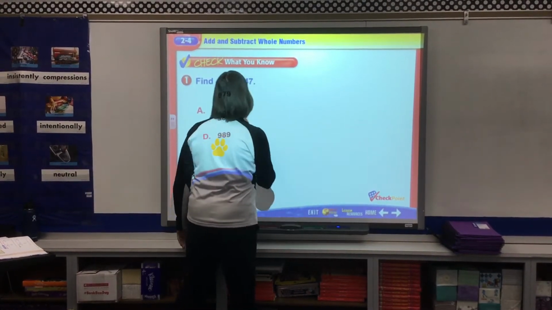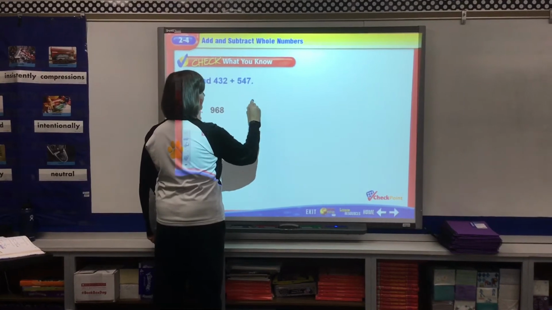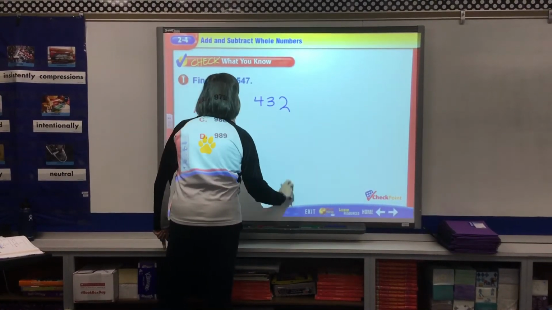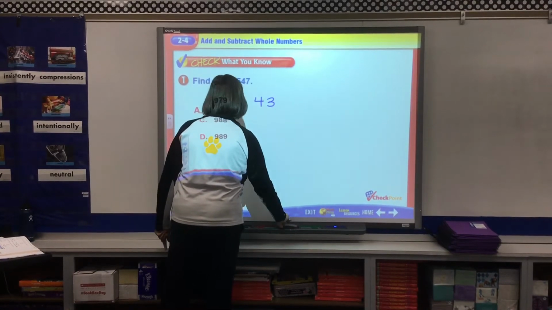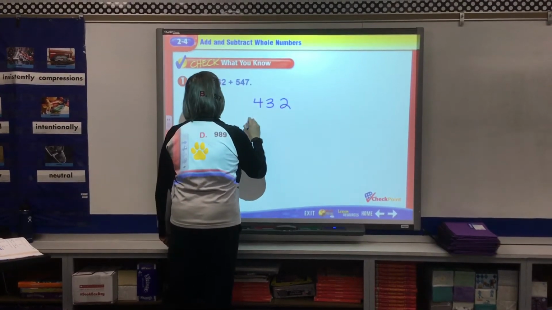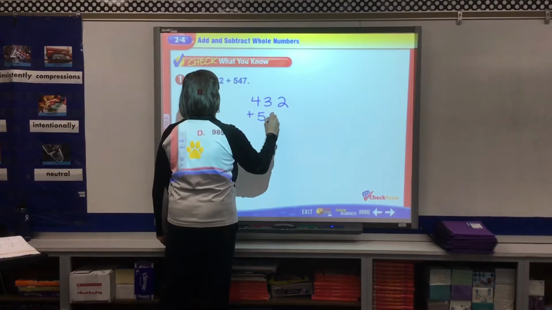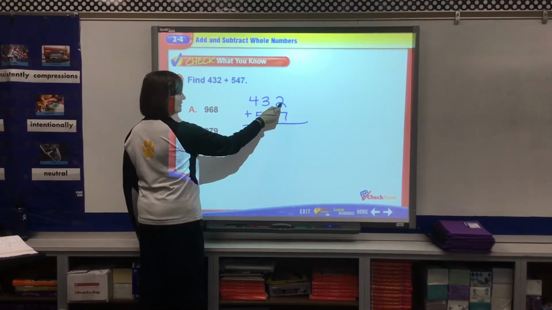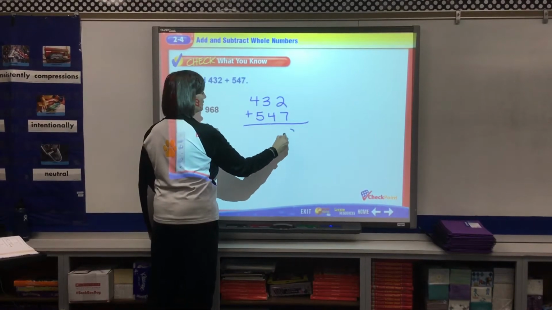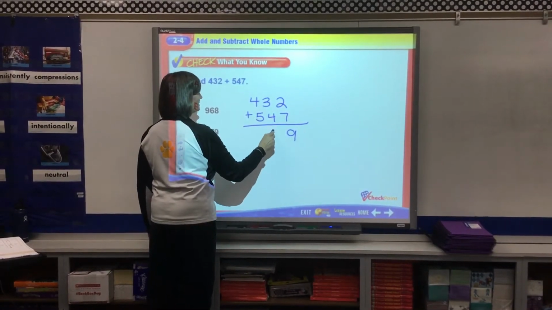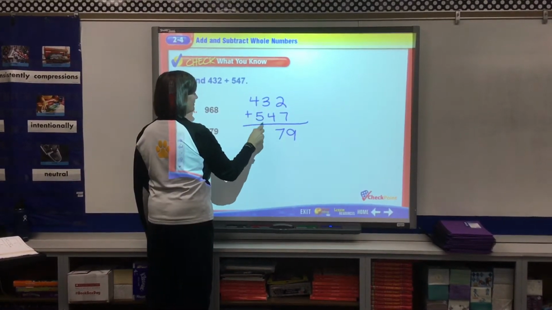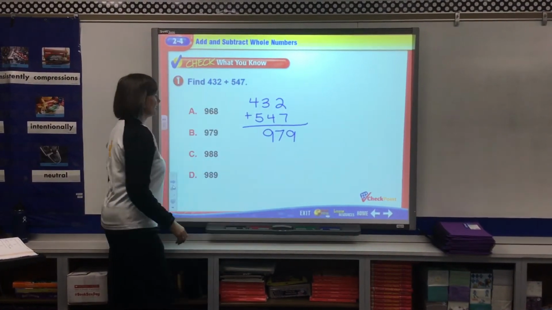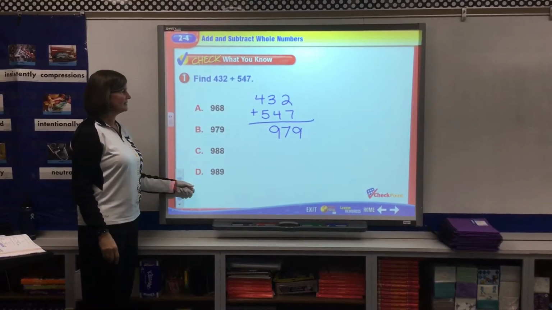Again, this is written side to side like this. We are going to rewrite it going up and down. 432, and we are adding 547. So we're going to start way over here in the ones place value. We know 7 plus 2 is equal to 9, 3 plus 4 is equal to 7, and 4 plus 5 is equal to 9. So the sum of those two numbers is going to be 979.